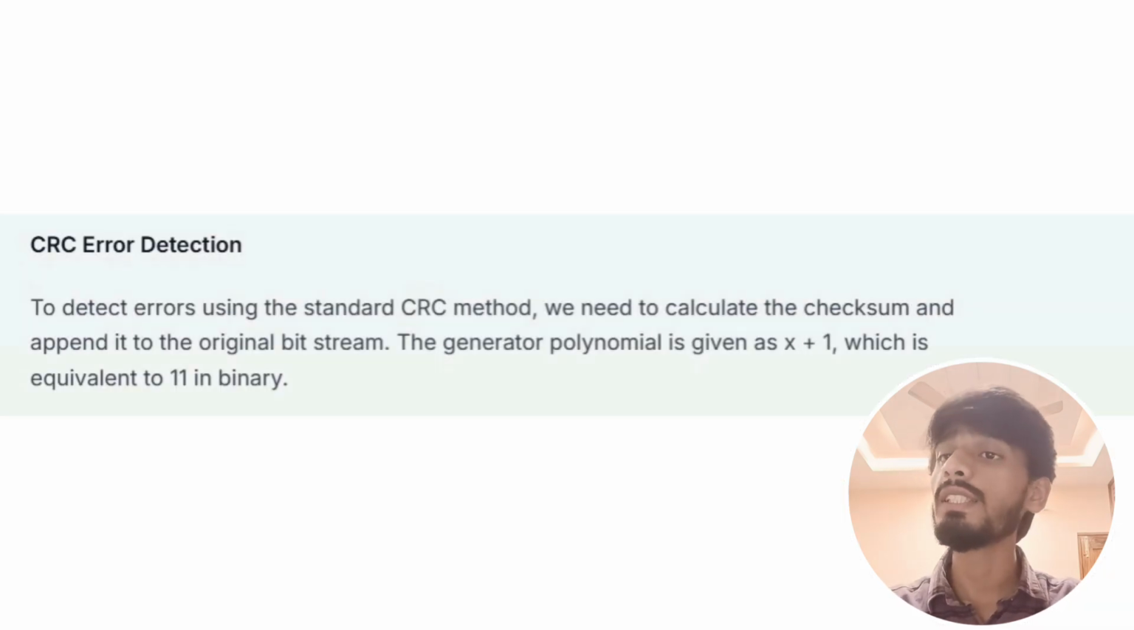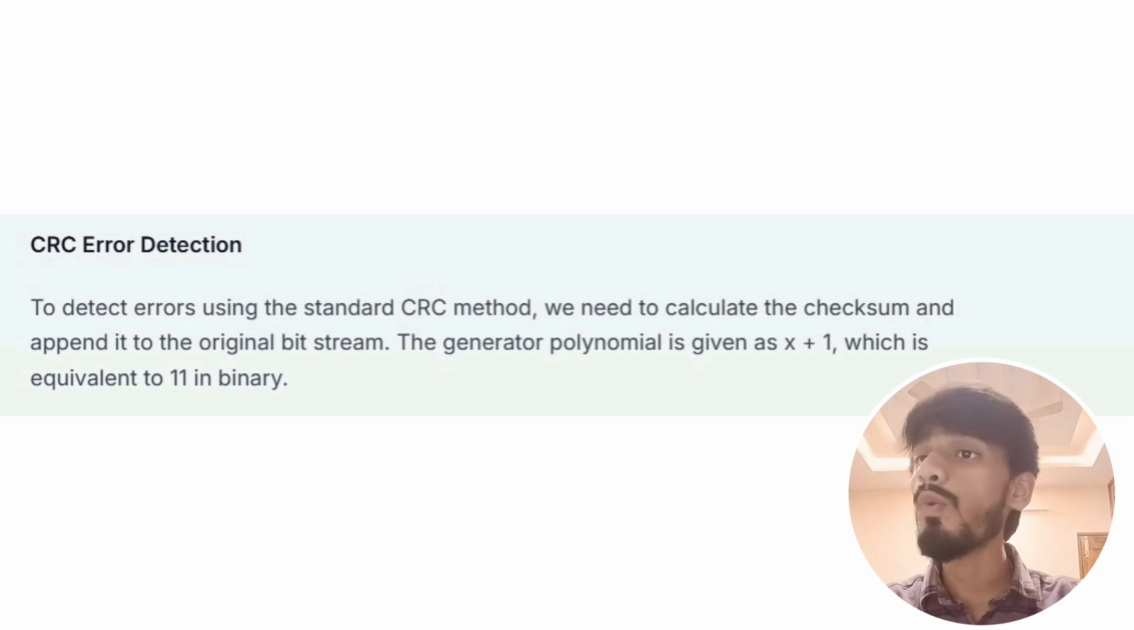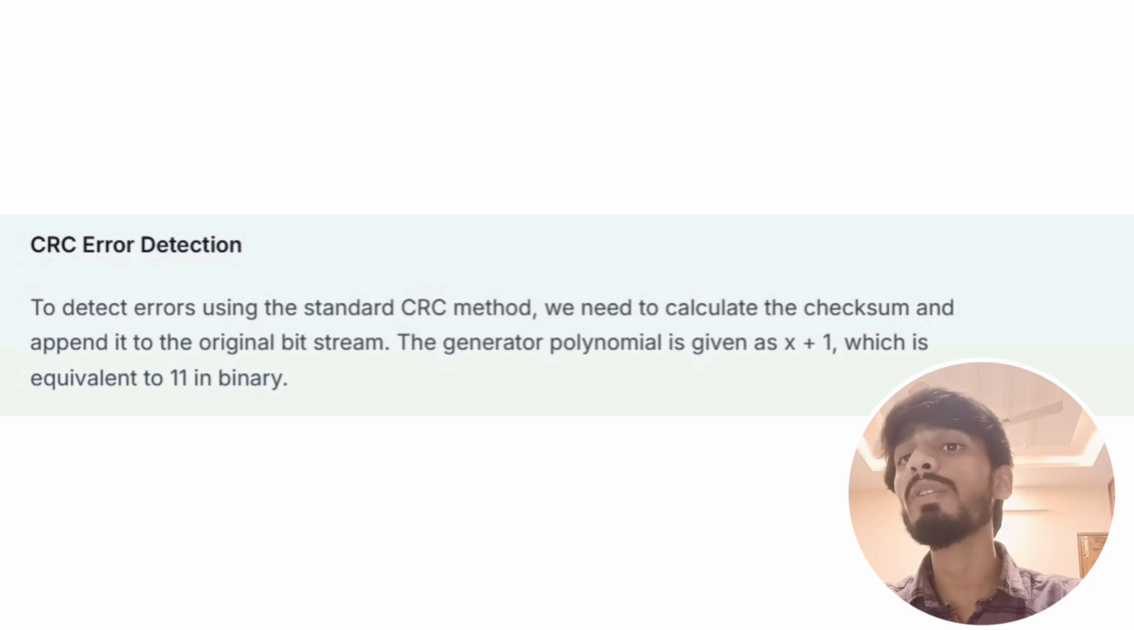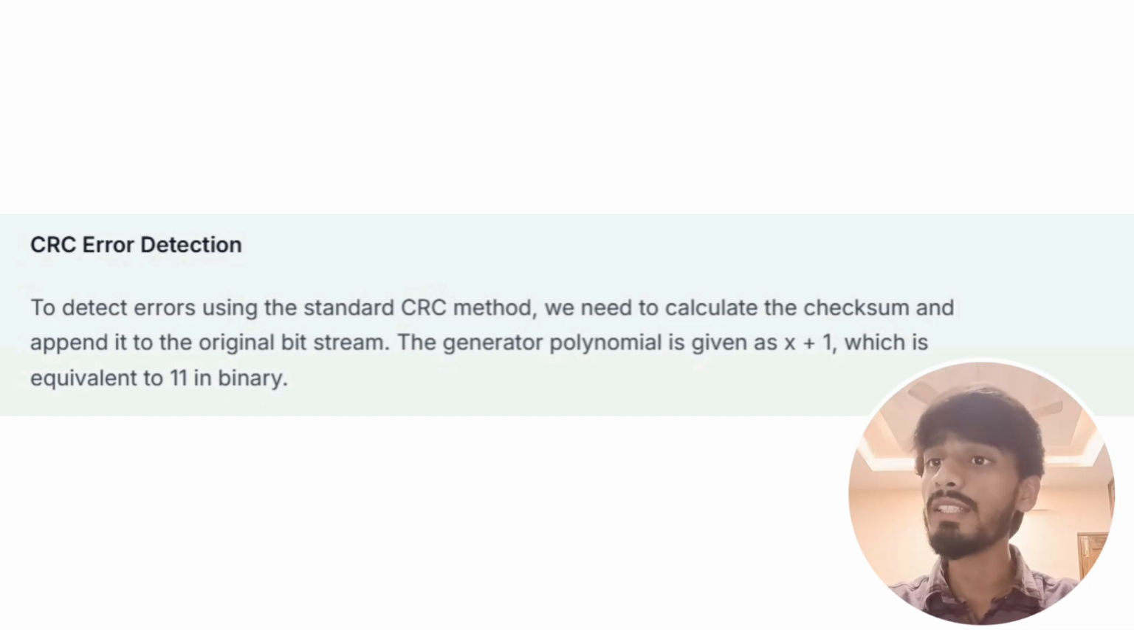Next, see this question. A bit stream, that is 101101, is transmitted using the standard CRC method described in the text. The generator polynomial is x plus 1. Now we have to show the actual bit string transmitted.